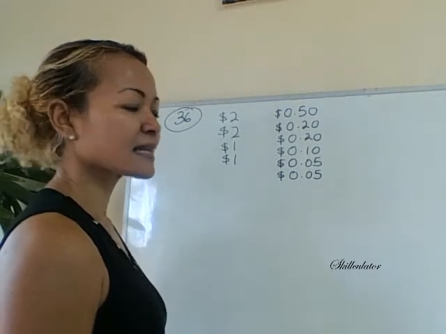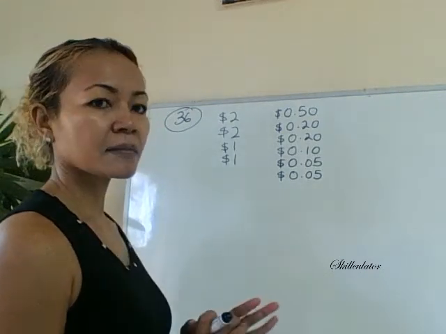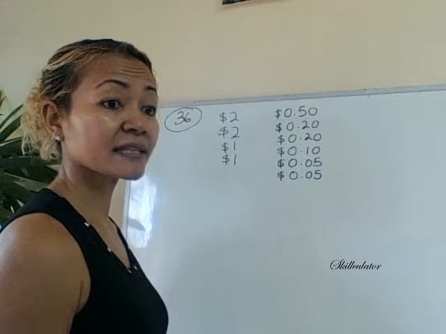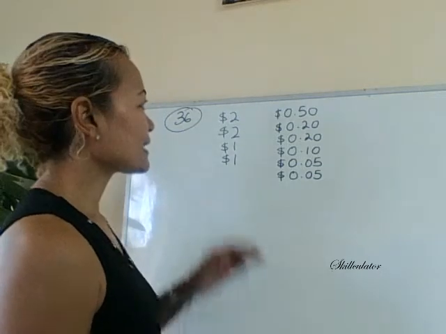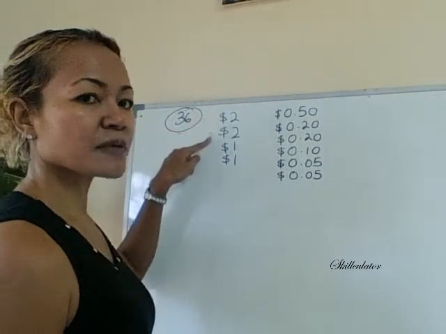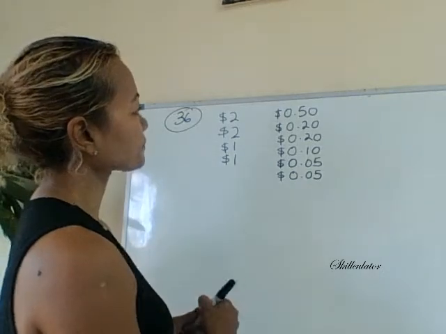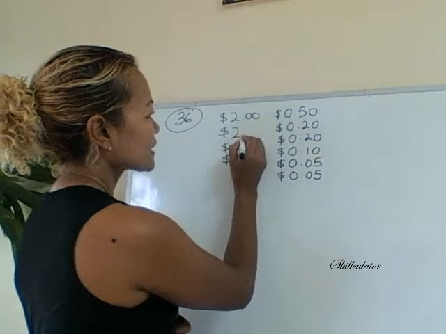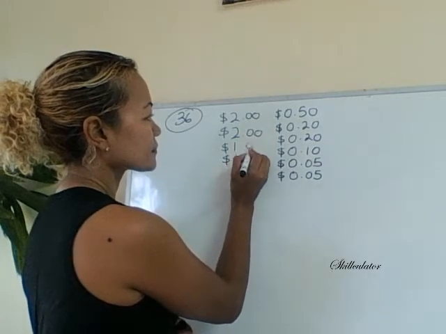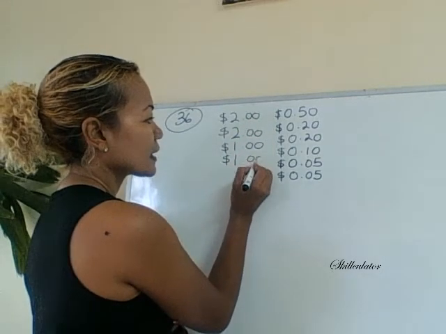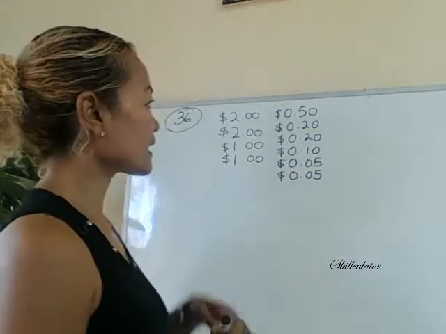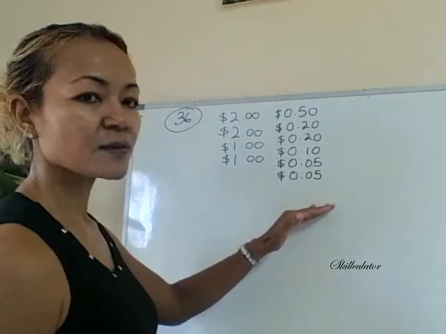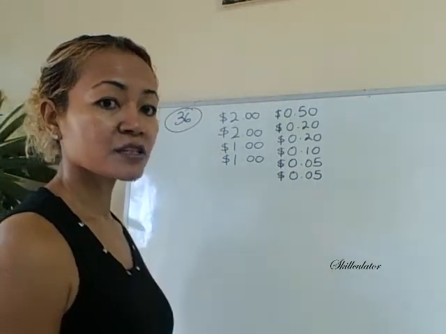Number 36 gives you coins, pictures of coins. And here what I've done is just expressed in dollar form. This is of course 0.00 here. Just expressed in dollar form this way, all the coins that are shown in the picture.